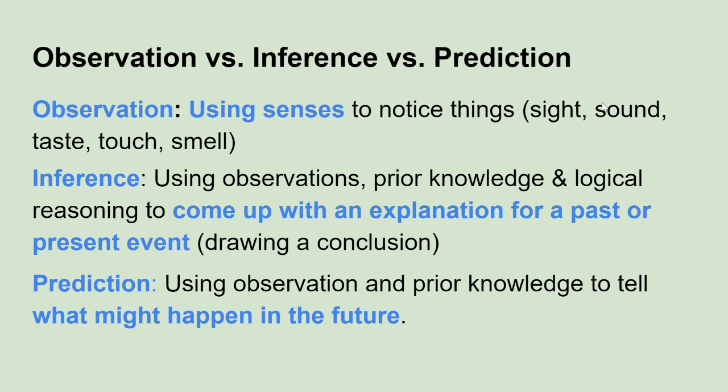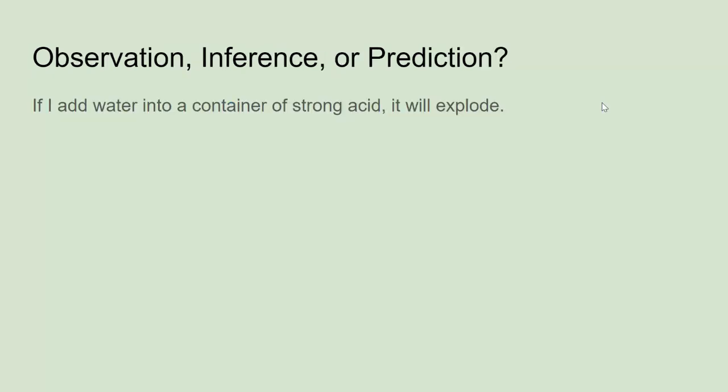Here's some examples. I want you to think, is this an observation, an inference, or a prediction? If I add water into a container of strong acid, it will explode. Now, this hasn't taken place yet. We're saying it will explode, which is in the future. So this is a prediction.